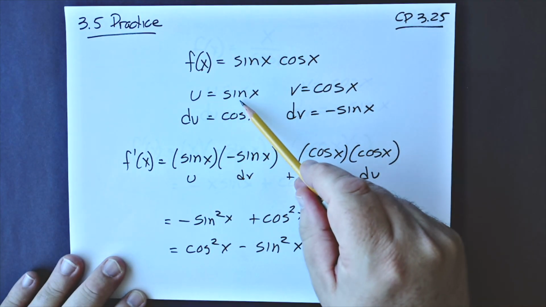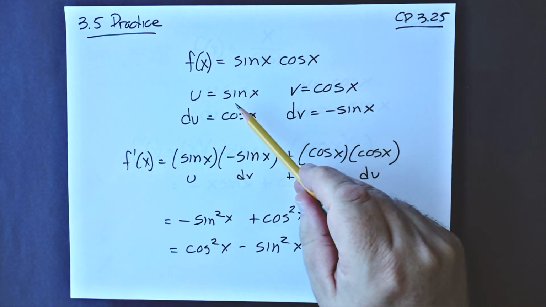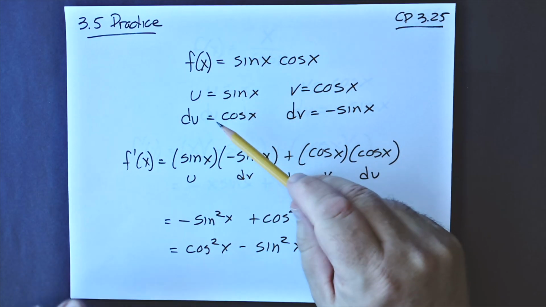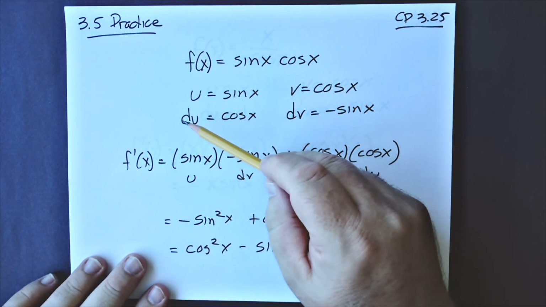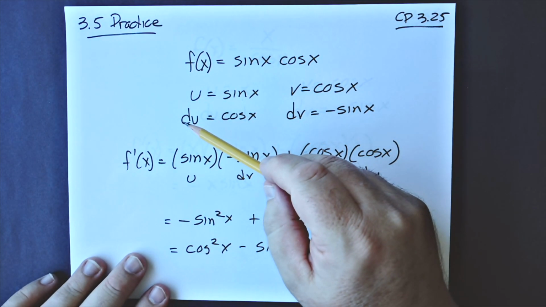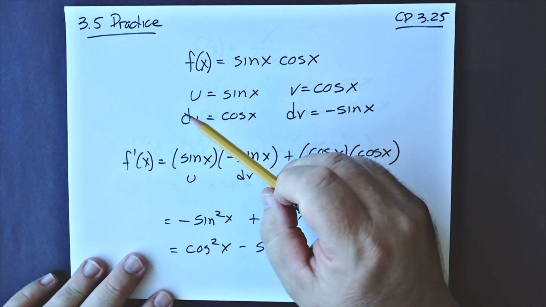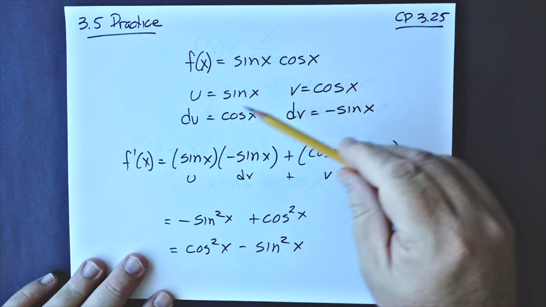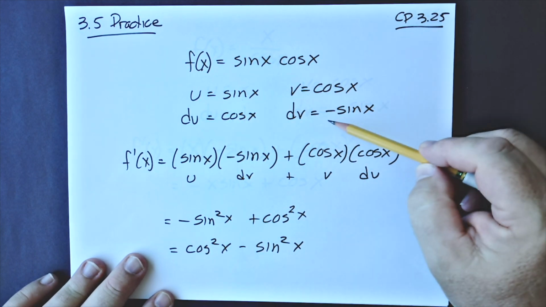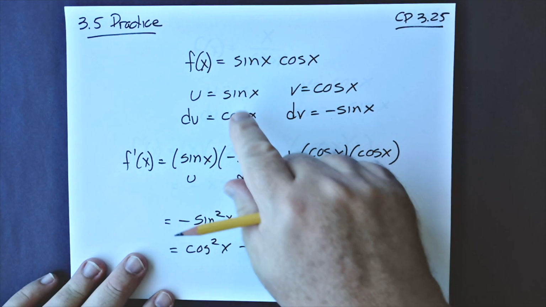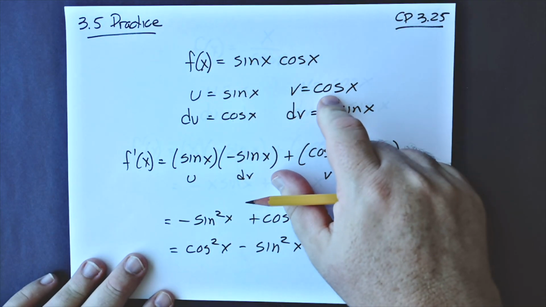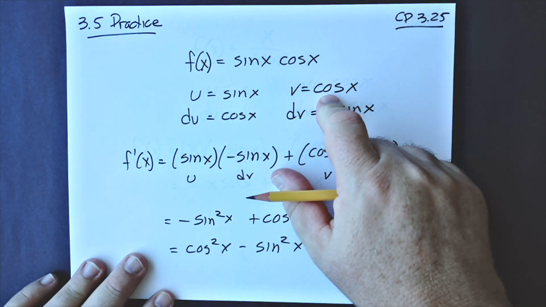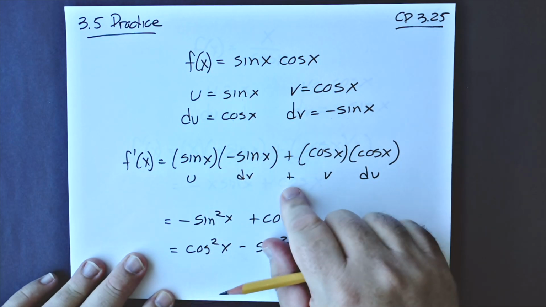Then the derivative of sine x, we're going to label that as du now. We're going to change our notation here, getting ready for differentials, so we're going to lean into the Leibniz notation a little bit. The derivative of sine is cosine. The derivative of v is negative sine x. Then we just plug these four pieces into our product rule formula, which is u dv plus v du.